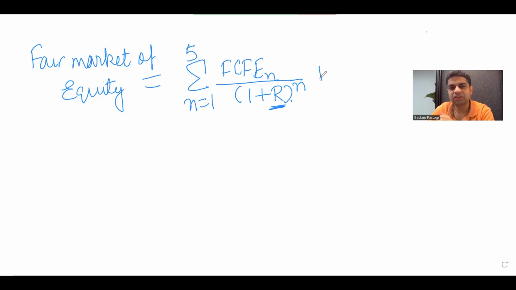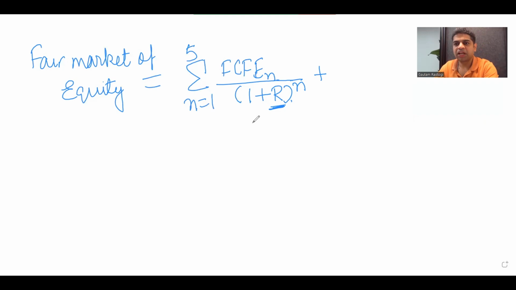Say in DCF, an assumption is made that your business operates forever. It operates in perpetuity. So after 5 years, there is something called terminal value. And again, we'll get into details of terminal value later in this module.